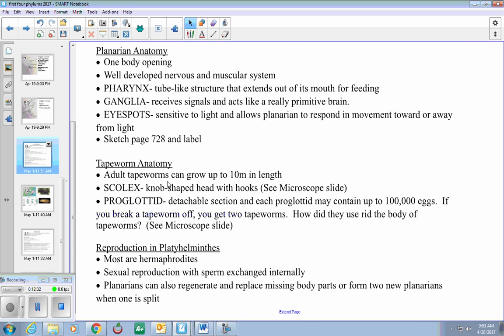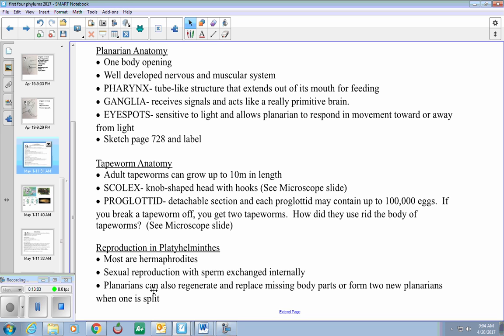For the tapeworm, the adults can grow up to 10 meters in length, which is huge. We don't see a lot of tapeworm in the U.S., but third world countries or developing countries will see that. It has to do with their contaminated water sources and just overall their sanitation. So the scolex and the proglottids we just talked about.